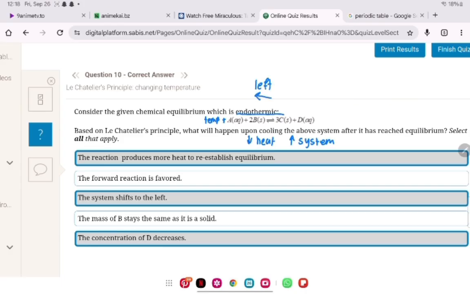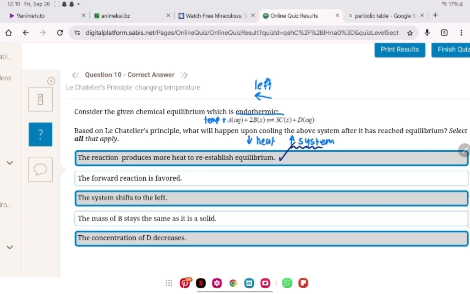So we need to read the statements and see which one is correct about moving to the left. The reaction produces more heat to reestablish equilibrium. Yes, it's going to produce more heat, because the system is trying to counteract the decrease in heat. We counteract it by increasing the heat, which will produce more heat to reestablish the equilibrium. So this is correct. The forward reaction is favored.